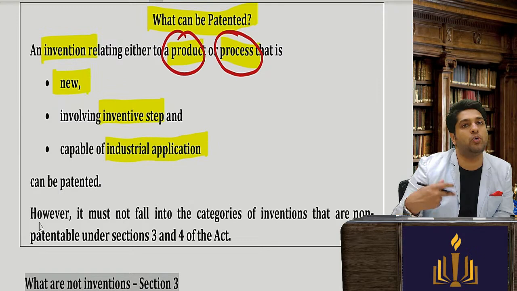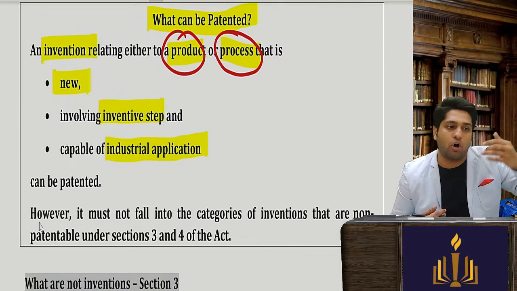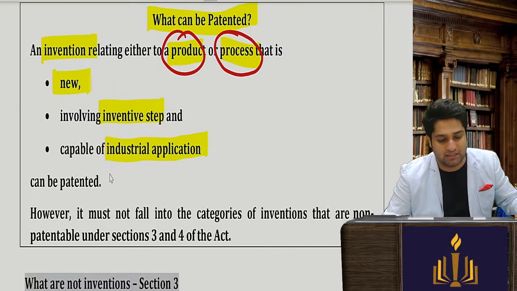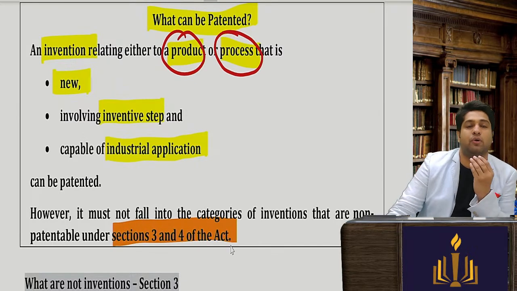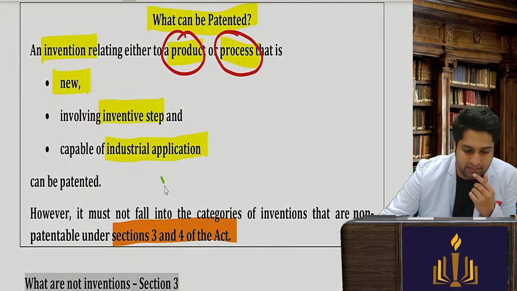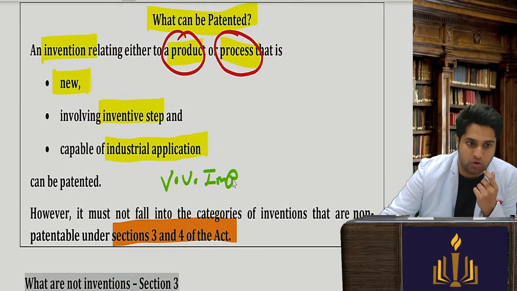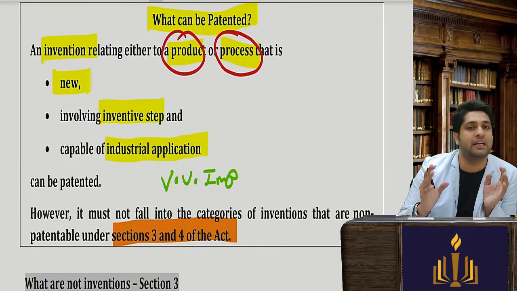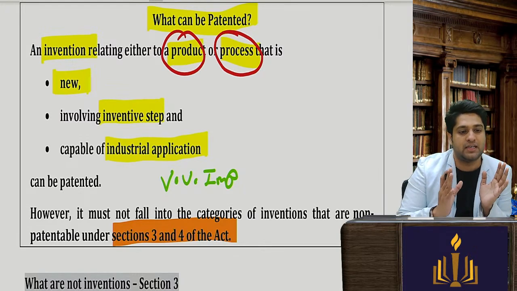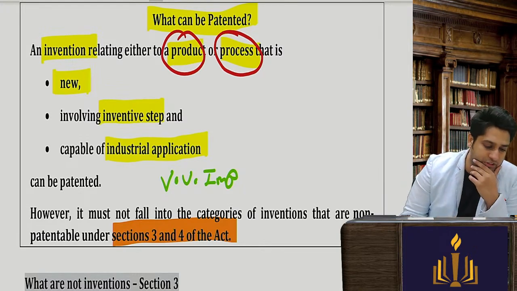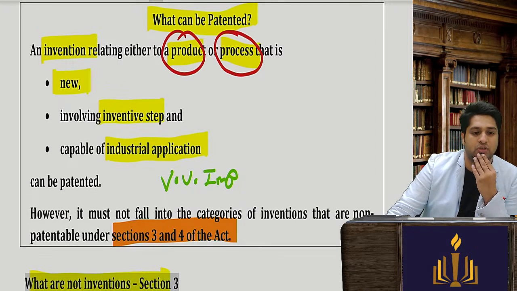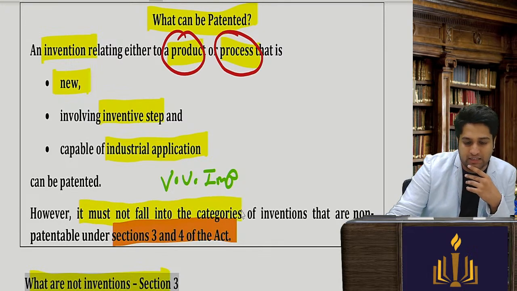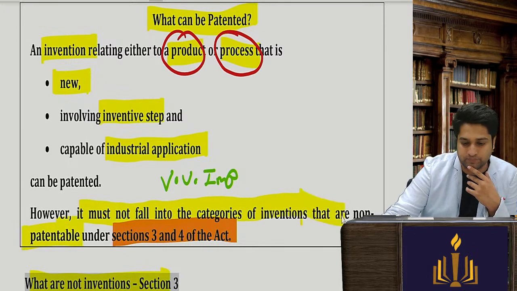However, now we're coming to two important sections. All this can be patented, but you can't patent something which is given in section 3 and 4. Very, very important. This is asked multiple times. The most frequently asked question from this chapter is section 3 and 4. What questions do they ask? They say, what are not inventions? What cannot be patented? However, it must not fall into the categories of invention that are not patented.